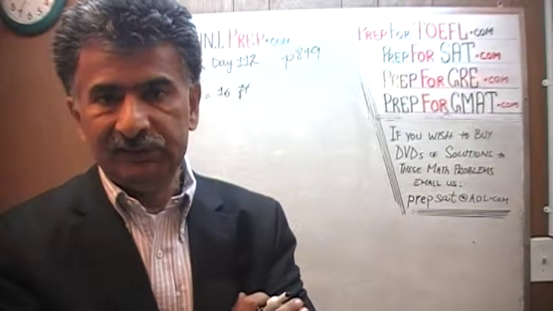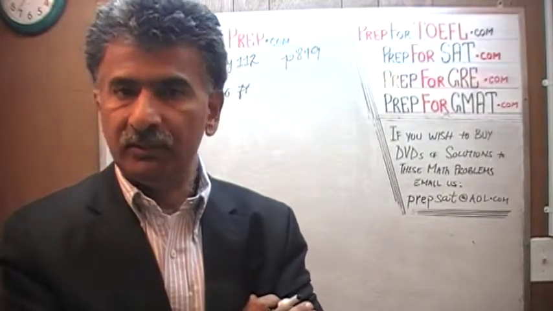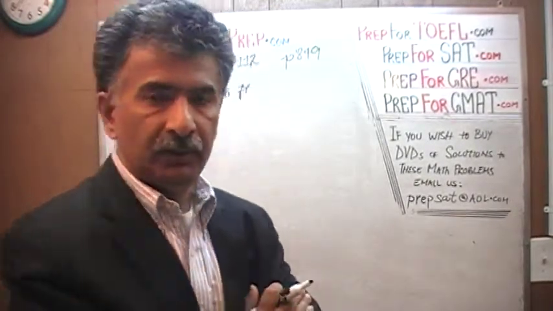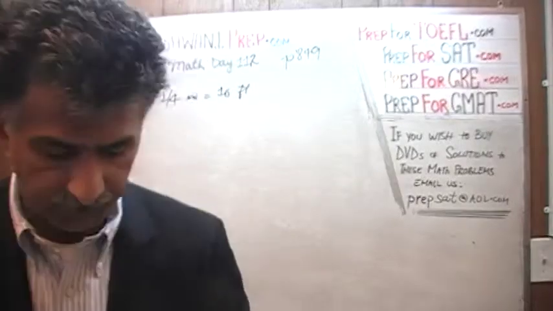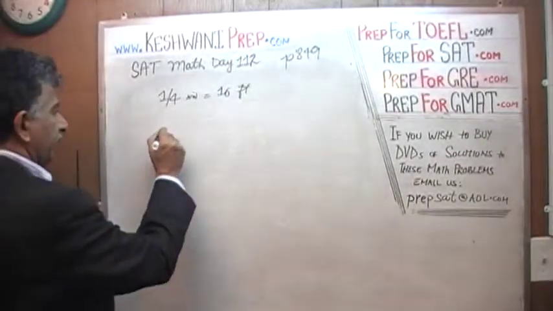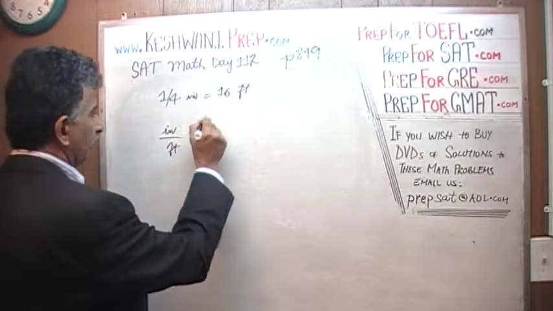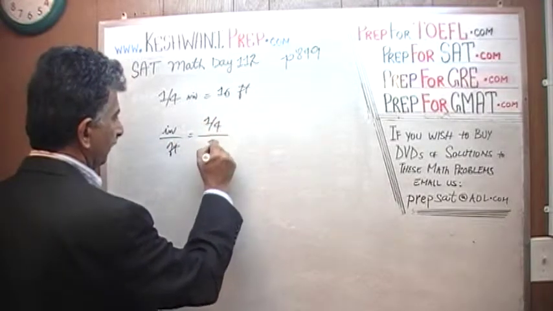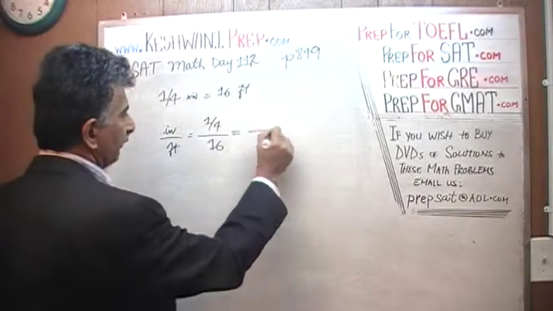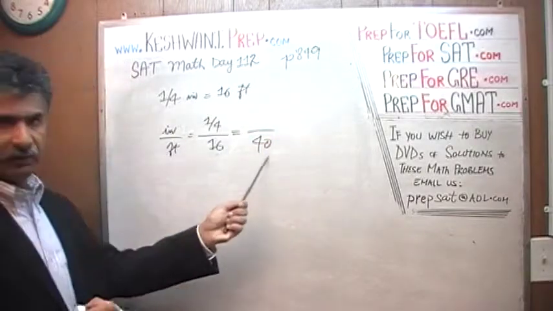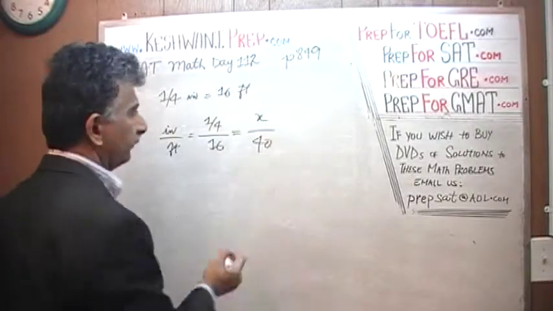The simplest, easiest, quickest way to take care of this problem is to set it up as a proportion problem. So here we have our inches and our feet, and we know that 1/4 inch is 16 feet, and the question is, if we have a 40 feet long driveway, how many inches would that be?